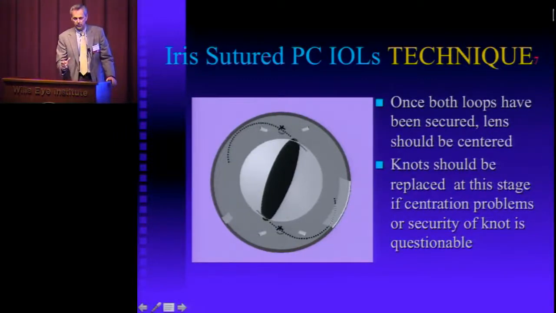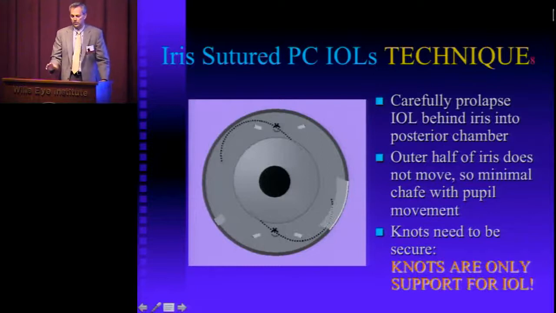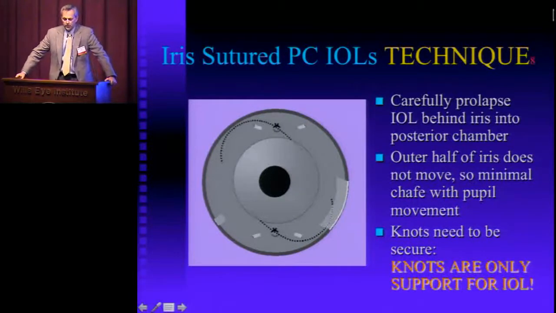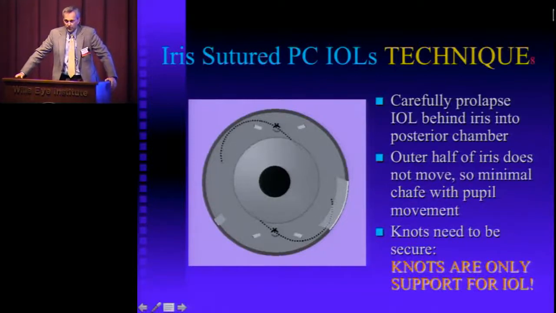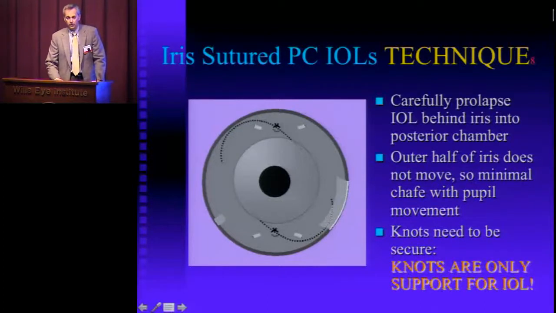And then once you have both loops tied and are certain that the knots are secure, you can then prolapse the lens back behind the iris, leaving the optic in the posterior chamber. And again, as long as the sutures are in the outer 50% of the iris, there's only minimal chafe because there's no pupillary movement, generally speaking, in the outer part of the iris. However, the knots need to be secure because they are the only support for the lens implant that you've got. And if the knot becomes untied or cheese wires through the iris, then the lens is dislocated.